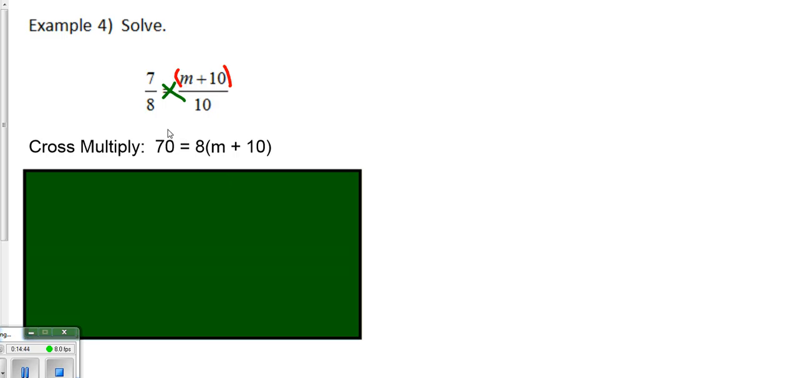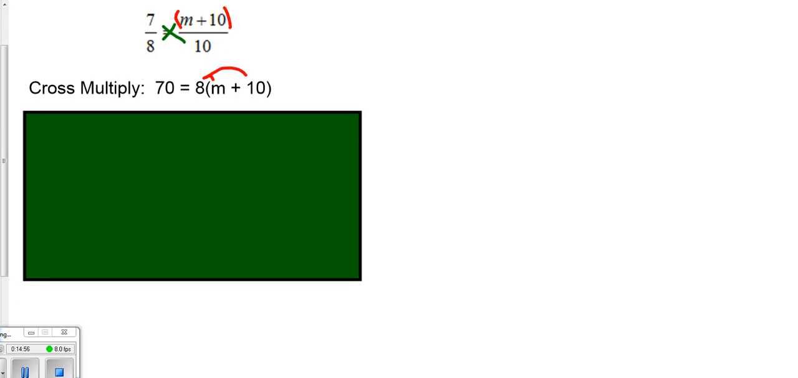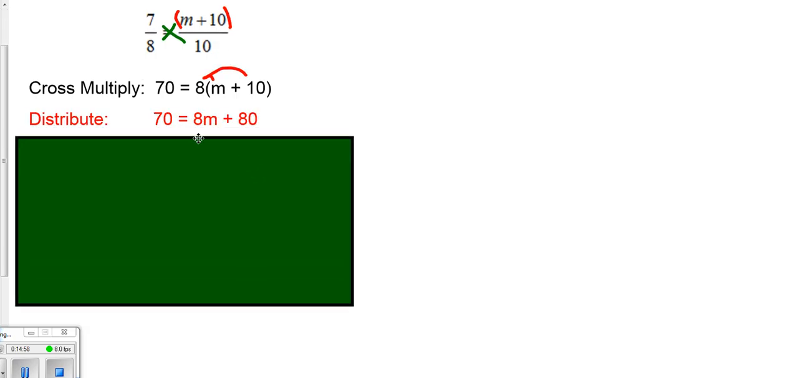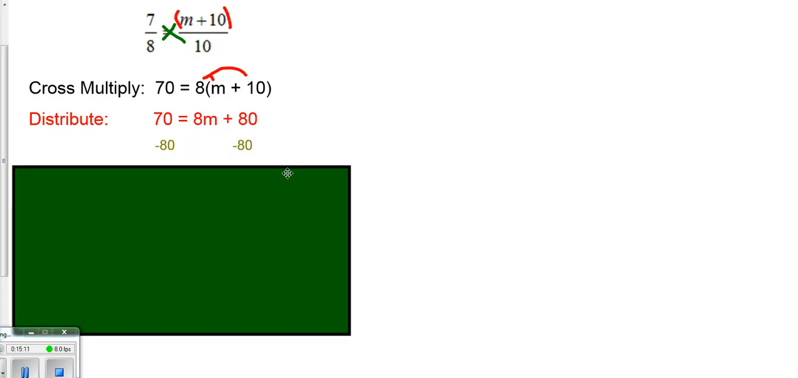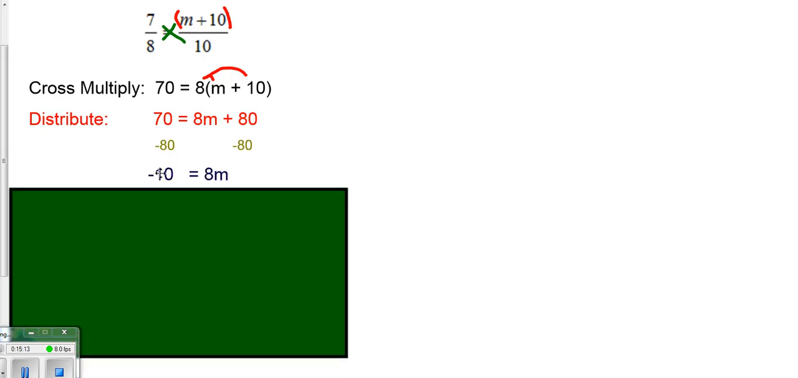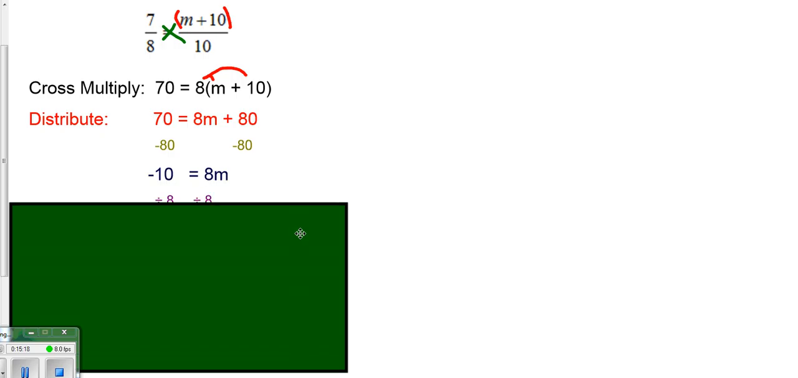7 times 10 is 70. And we have 8 times all of this, m plus 10. Now, we can distribute. 8 times m, 8 times 10. So we would get 70 equals 8m plus 80. Now, to get to m alone, the last thing happening to m, we would do m times 8 and then add 80. So we need to subtract 80 from both sides. And we would get negative 10 equals 8m. To get m alone, we divide both sides by 8.